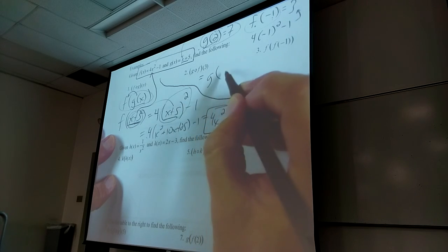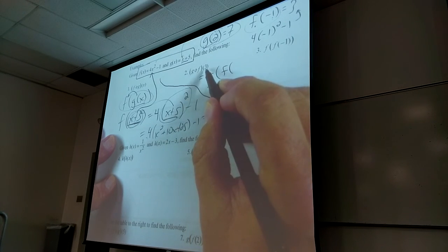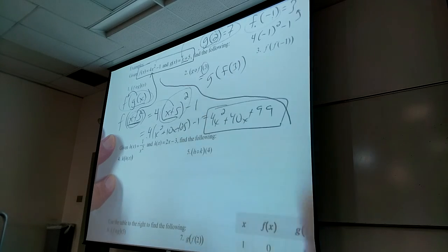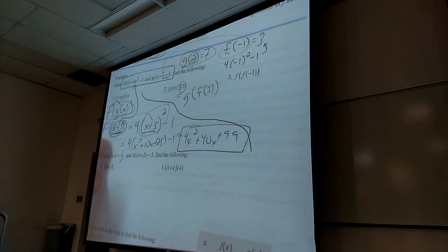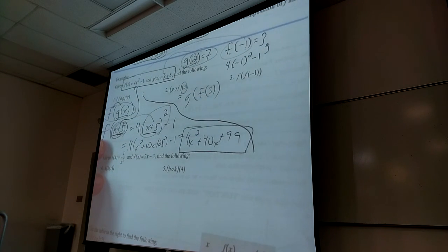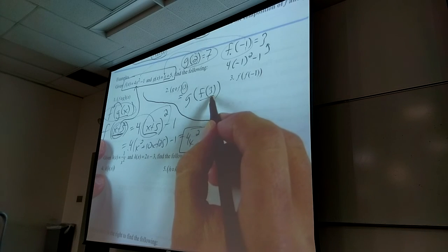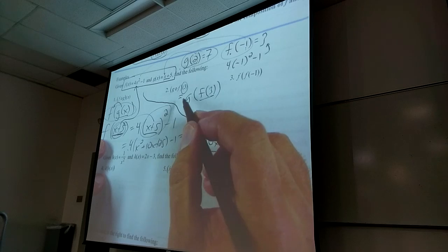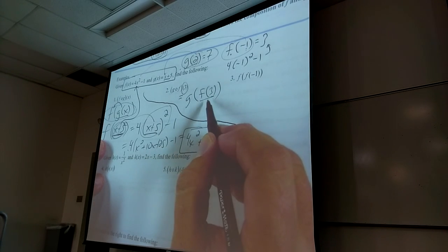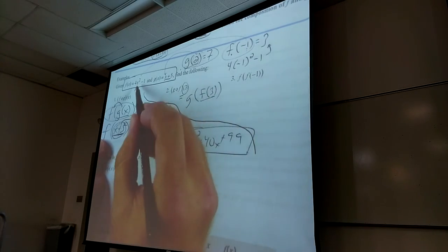g of f of 3. So what do I have to figure out first to start this off? Where do I start when I'm simplifying something? I love it. So I can figure out what f of 3 is, and then whatever that is, I can put it into g. So how do I figure out f of 3? Plug a 3 in there.